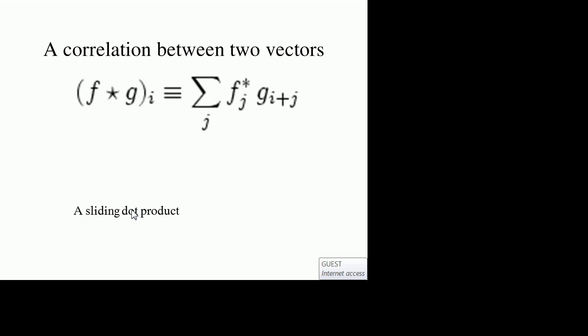So now it's a sliding window dot product with a difference. And the difference is that little star next to the f. What's that star mean? You see where it says f sub j star? What's the star for? Yeah, it's a complex conjugate.